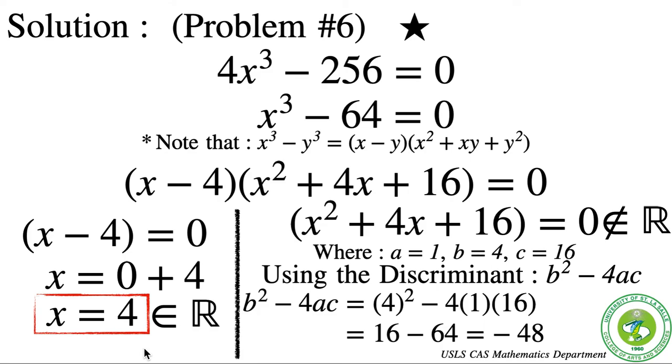So therefore, that's our solution to our problem number 6. The only real root for this cubic equation, 4x cubed minus 256 equals 0, is 4.